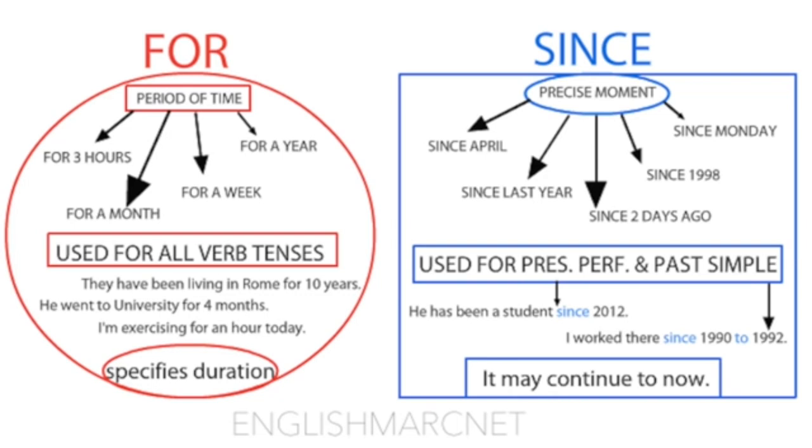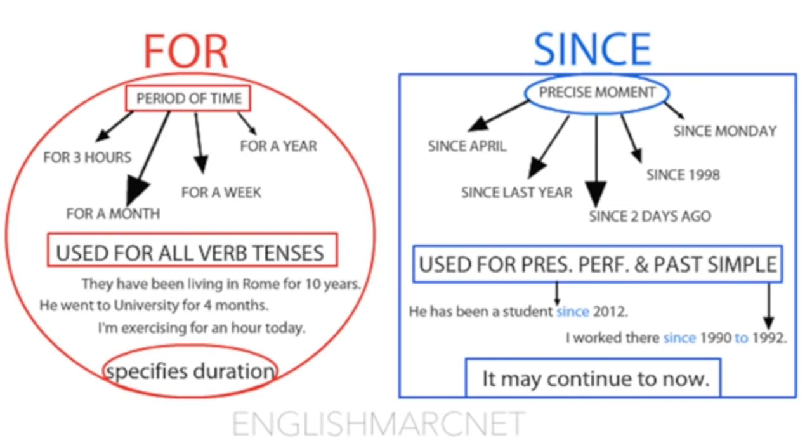Another example is "I'm exercising for an hour today." So that's the present continuous. That means it's still going on, maybe. And obviously, for specifies a duration in time.